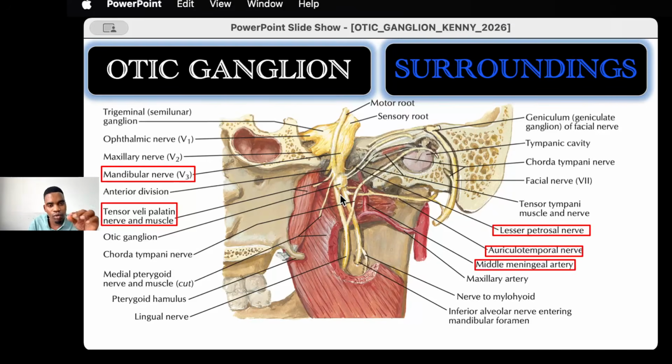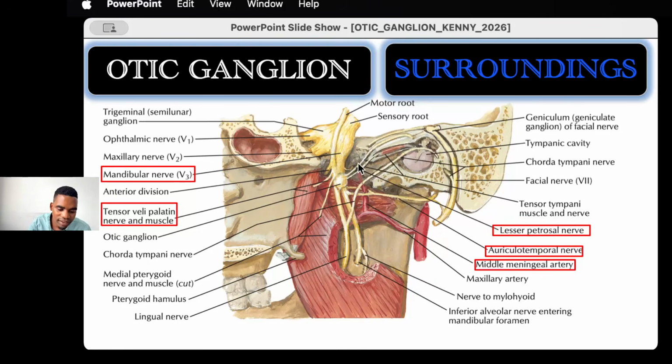Let me tell you something. We have said the parasympathetic ganglia of the head are being suspended by the sensory branches of the trigeminal nerve. Now, the otic ganglion is specifically related to the branches of V3, and because it is suspended by V3, and we've said V3 is both motor and sensory, it's a mixed nerve.